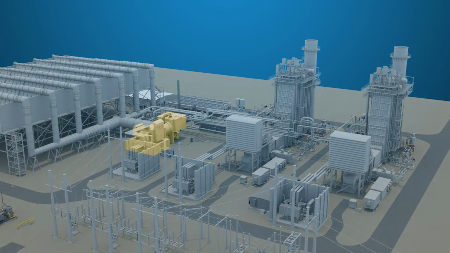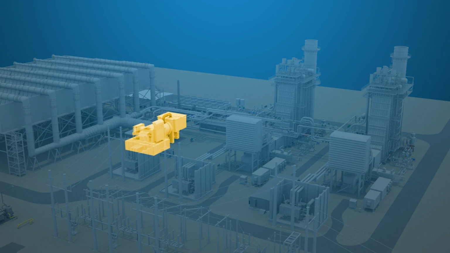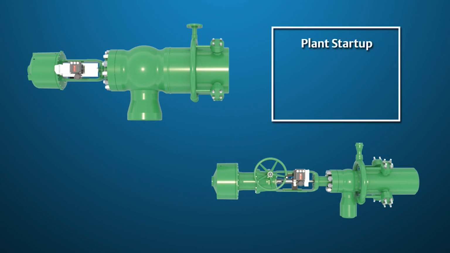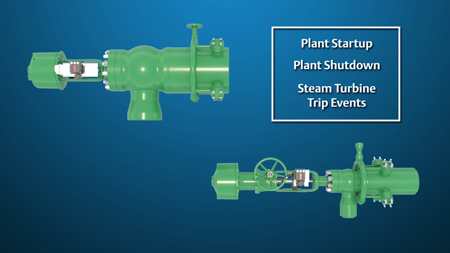To prevent damage to the steam turbine during startup and other events, steam must be of a specific pressure and temperature. Bypass valves are used to properly set steam header pressure for each condition, including plant startup, plant shutdown, and steam turbine trip events.